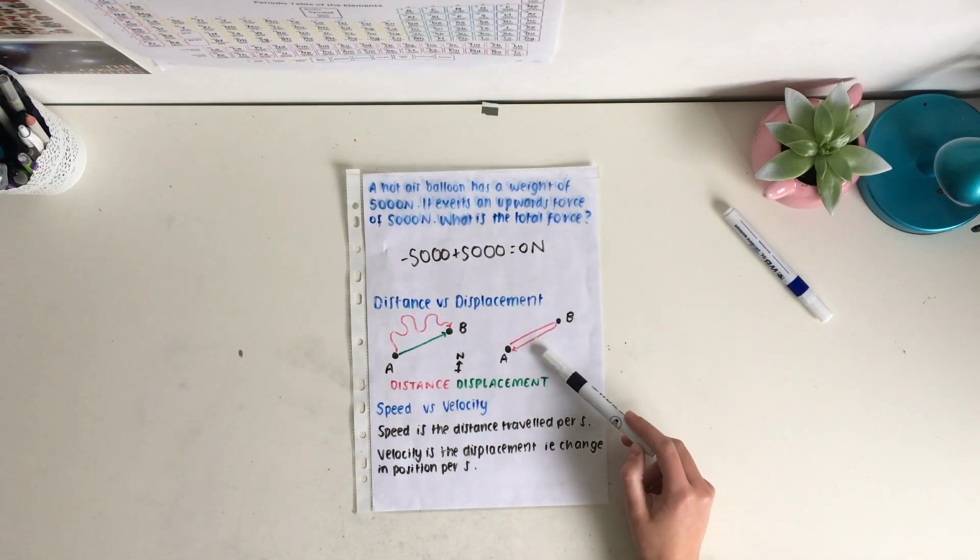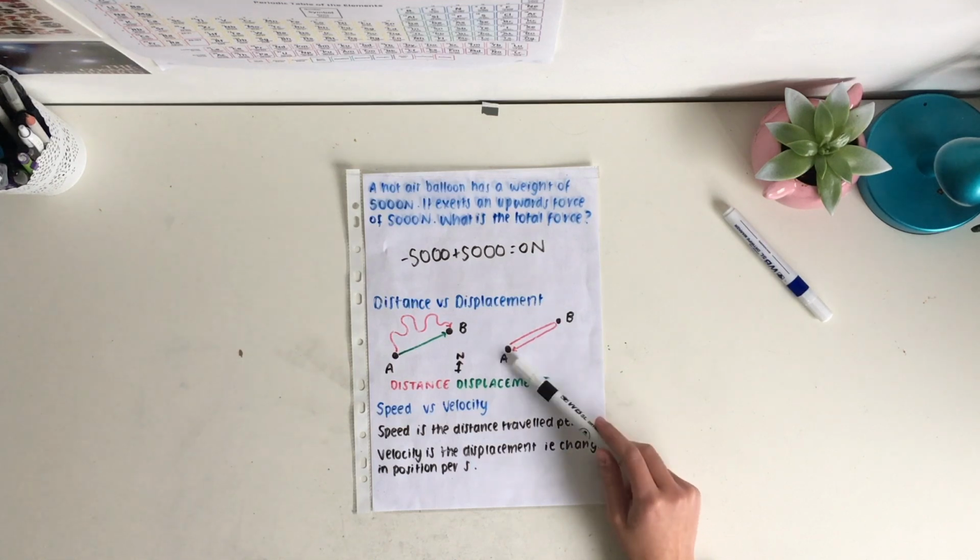In this example, the distance is the distance from A to B times by 2 because it's going there and back. The displacement is 0 because the start point is the end of the same point.